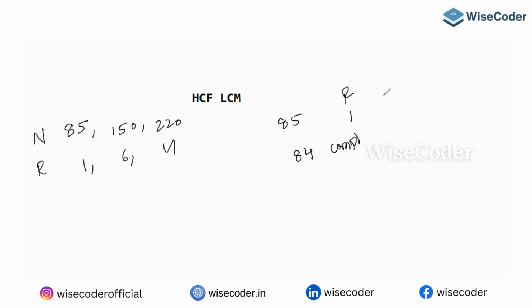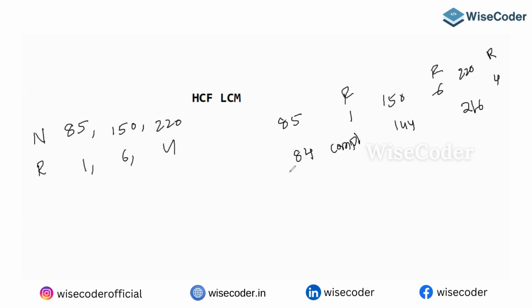And the next number is 150. What is the remainder? 6. So that particular number definitely divides 144. Next number is 220. If you divide 220 by some number, the remainder is 4, which means it completely divides 216.